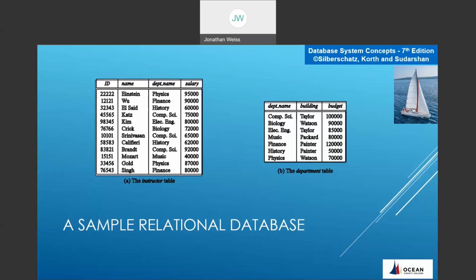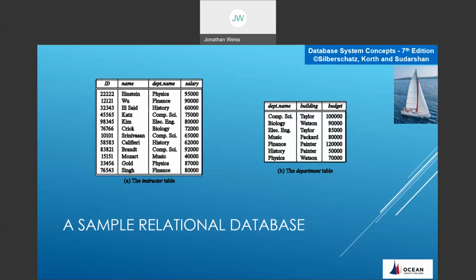Well, I look at these salaries. Srinivasan is making 65,000 and Brandt is making 92,000. And I have an overall budget of only 100,000. Wow, that's a bad example. I'm already over budget, but I want to know how my salaries compare to my budget.